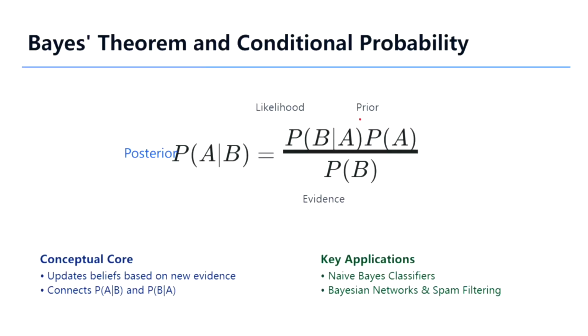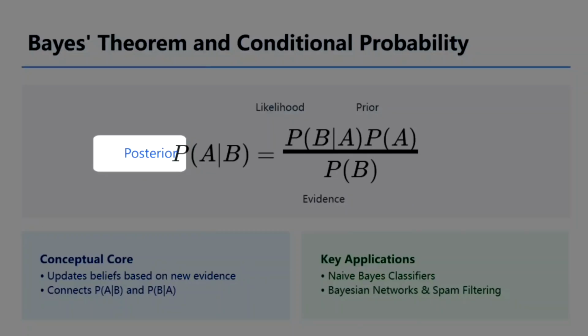We start with the prior. This is our initial degree of belief before we've seen any evidence at all. Then we consider the likelihood, which describes how well our hypothesis explains the evidence we just observed. The result is the posterior probability. This is our updated belief.